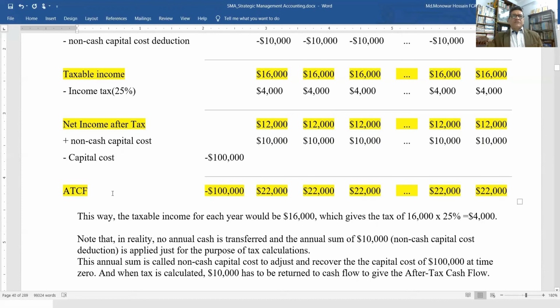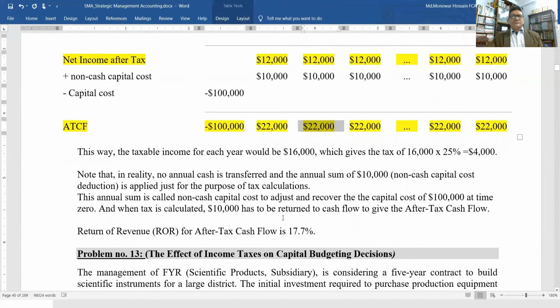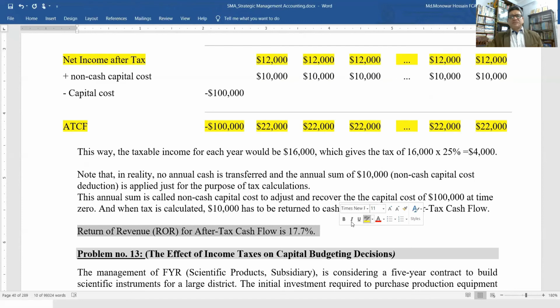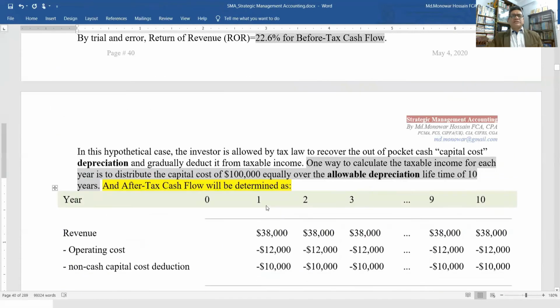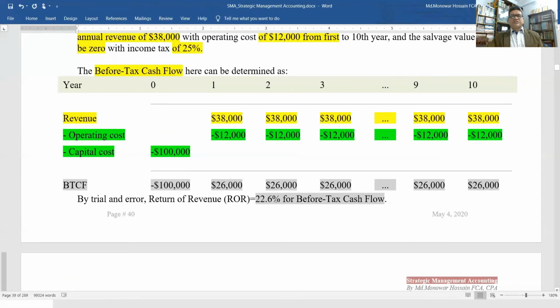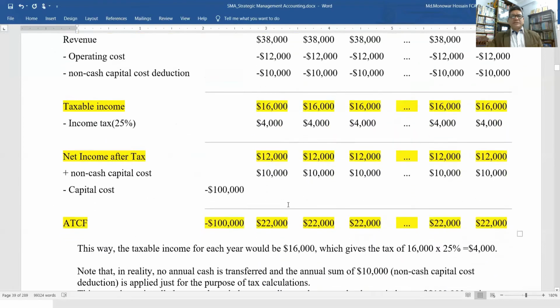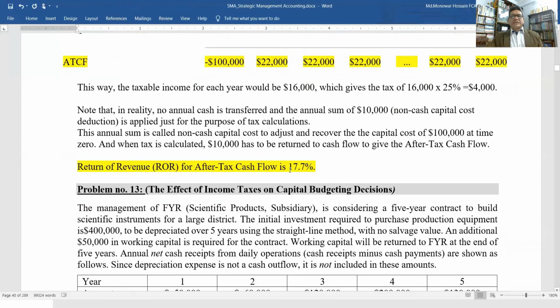So after-tax cash flow is 22,000 in every year. This way, we can calculate the return on revenue and after-tax cash flow, 17.7%. Look here, that was 22.6% before tax, and after-tax cash flow is 17.7%. So I think it's okay.